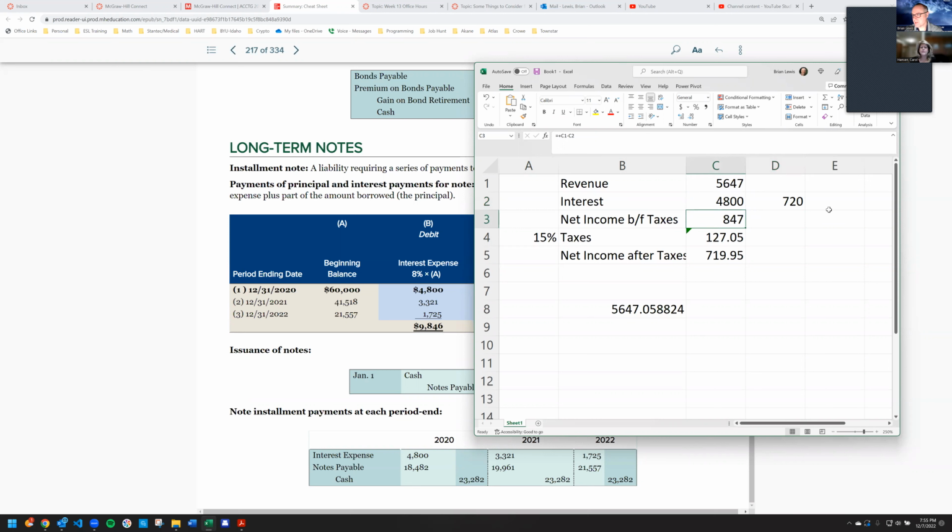Otherwise, this 847 would be, if I take this to zero, it should be 1567, 5647, and then 847. Yeah, you get a $720 benefit. So if I take this to zero, it's 847. 4,800 gives me the other number. So that's the benefit right there.